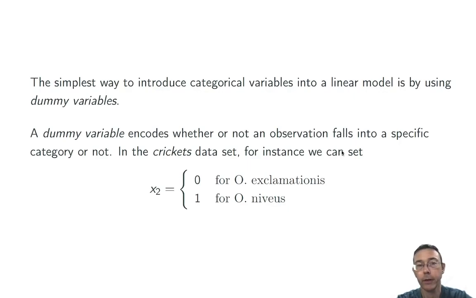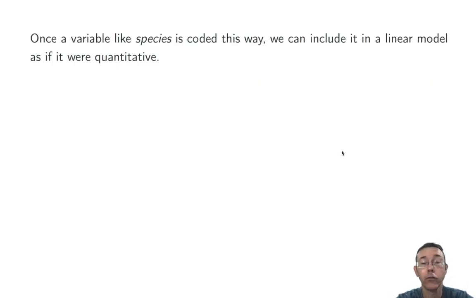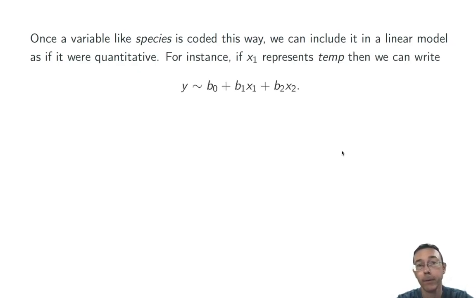What's going on underneath the hood here is that R is introducing a dummy variable to encode whether or not a particular observation is of an exclamationis cricket or a niveus cricket. So let's call the new variable x2 here. x2 is going to take the value 0 for an exclamationis and a 1 for a niveus. And R is picking that encoding just alphabetically. Exclamationis comes before niveus. After introducing that new variable x2, it is just building a linear model in the standard way. So the linear model has this form, b0 plus b1 x1 plus b2 x2.